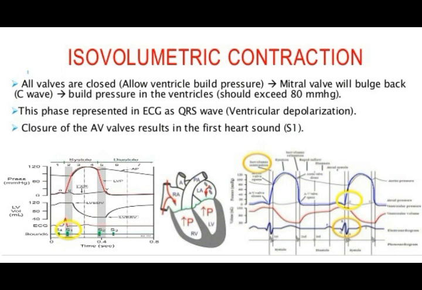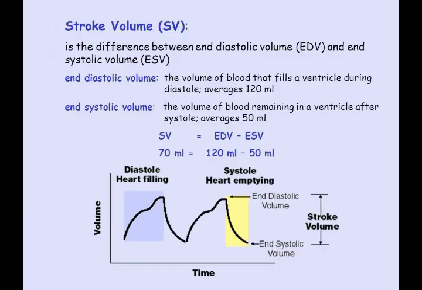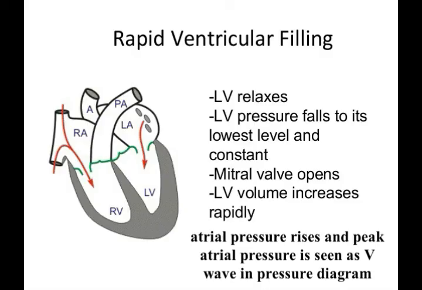The volume of blood that remains in the ventricle is called the end systolic volume and it is around 50 milliliters in the left ventricle. The difference between the end diastolic volume and the end systolic volume is 70 milliliters and represents the stroke volume. Left atrial pressure continues to rise because of venous return from the lungs, and peak left atrial pressure at the end of this phase is termed the V wave.